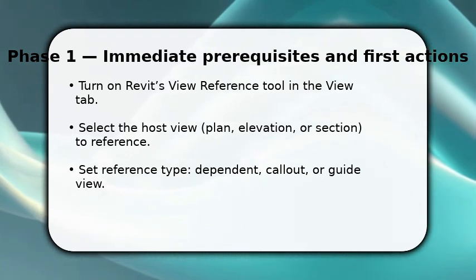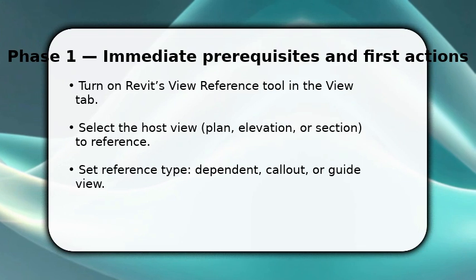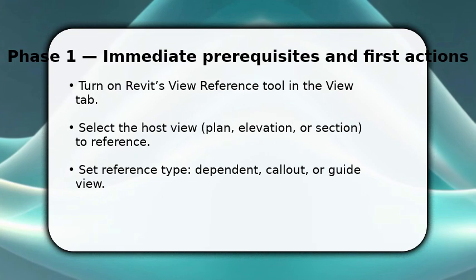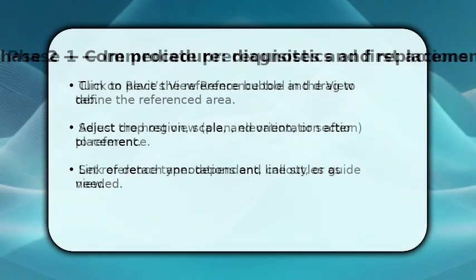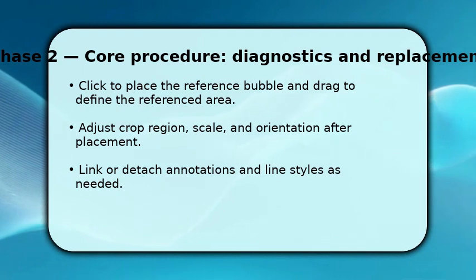Make sure to choose Dependent when you want automatic updates or Callout for isolated detail views. You're now ready to place the reference bubble and position it where the detail must appear. Next, place the reference bubble and drag to define the exact referenced area. You're shaping what transfers to the new view.